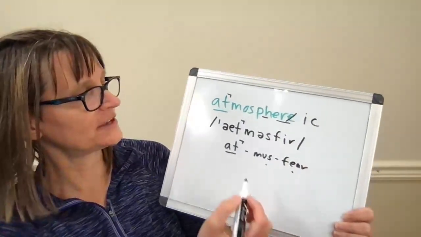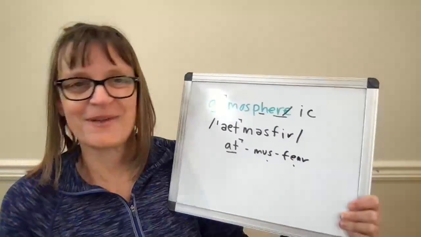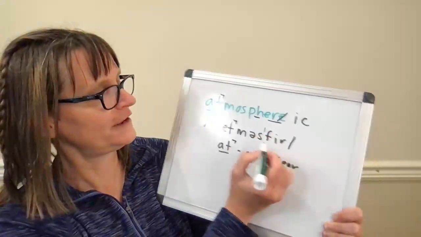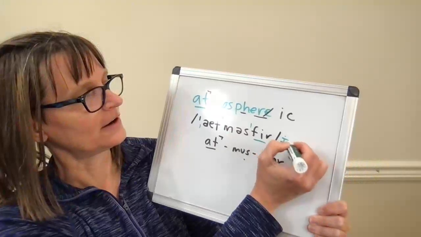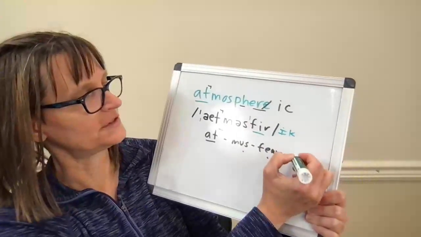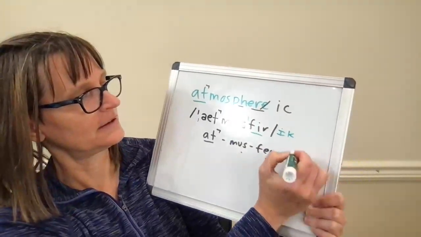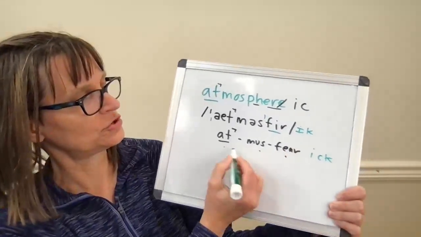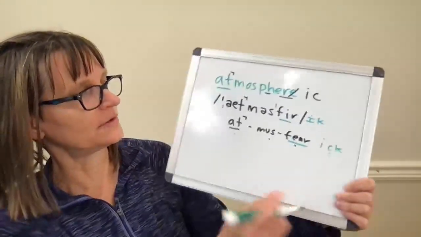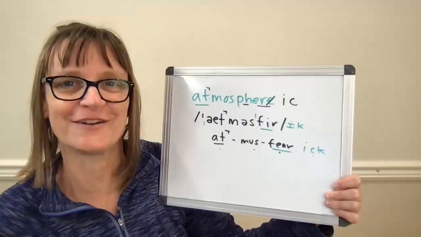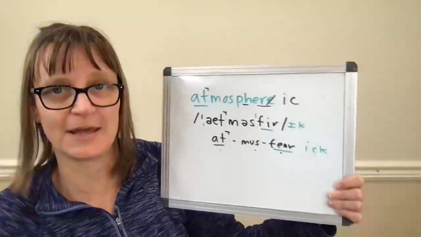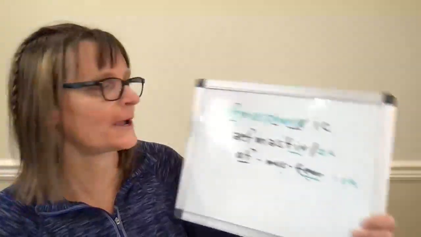the syllable stress changes, and we have stress on the fear syllable, secondary stress on at. And then we add our ick syllable. So atmospheric, we go short, short, long, short, atmospheric. Still the same pronunciation of all the vowel sounds and consonant sounds between atmosphere and atmospheric.